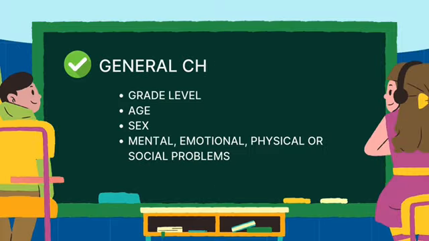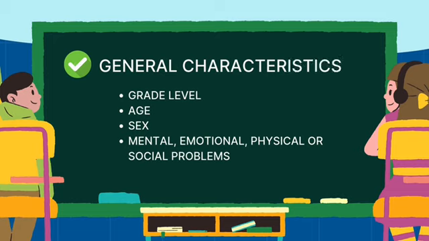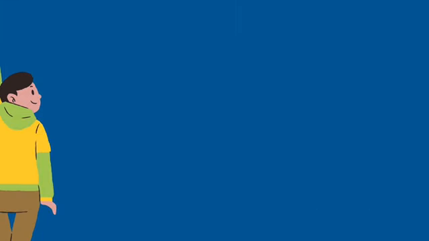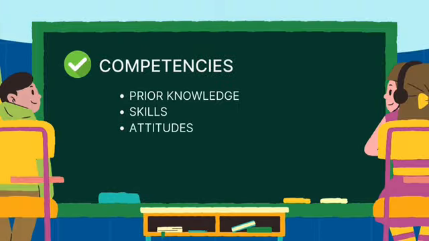First are the general characteristics, which include grade level, age, gender, and the mental, emotional, or even socio-economic status. The specific characteristics of learners depend on these factors. Next are the competencies. It refers to the prior knowledge and the attitude about the topic.